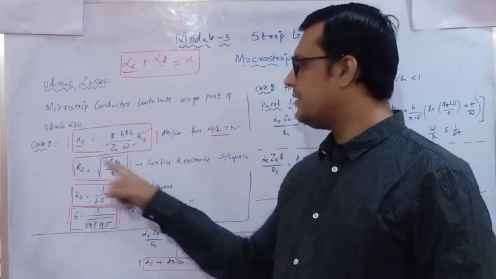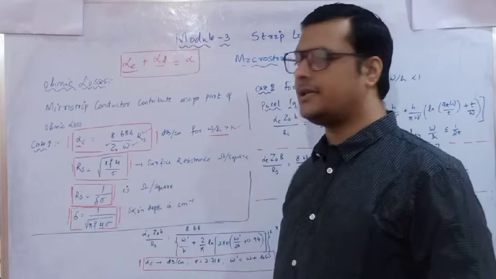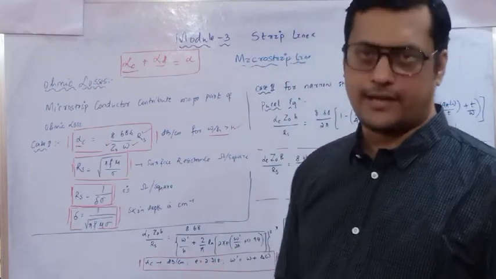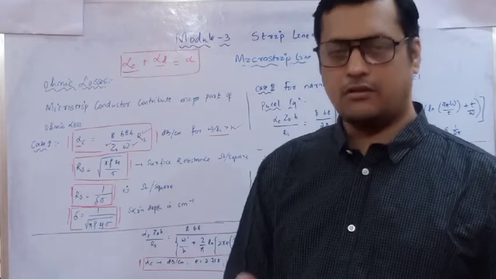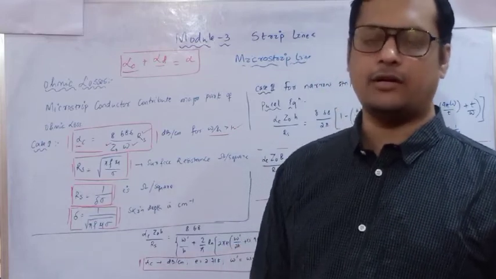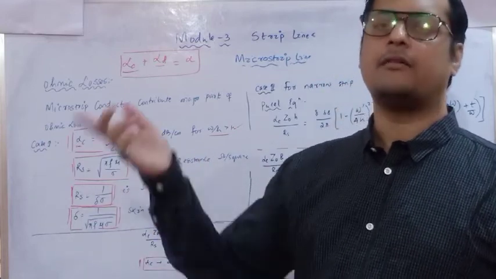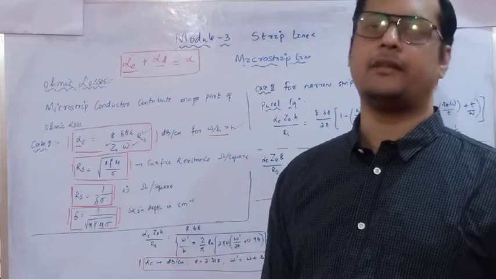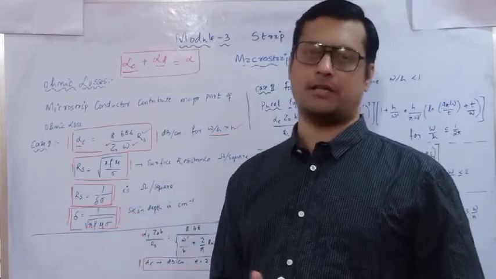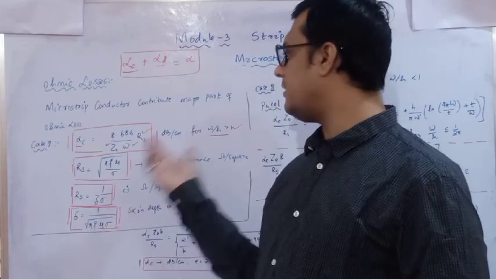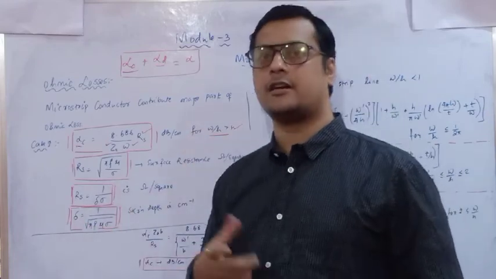Where RS is the surface resistance measured in ohm per square, and RS is equal to 1 by delta sigma, that also we can write. And delta is what? It is nothing but the skin depth, centimeter inverse or meter inverse you can write. So it is 1 by root over pi f mu sigma. So this is the relation if our aspect ratio is greater than 1.